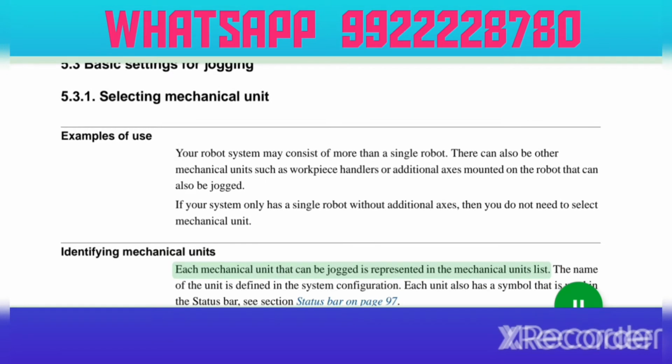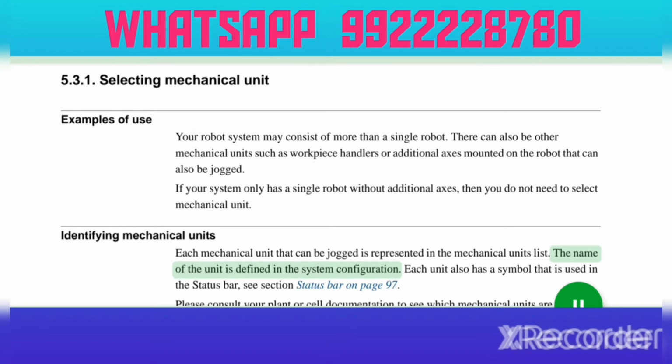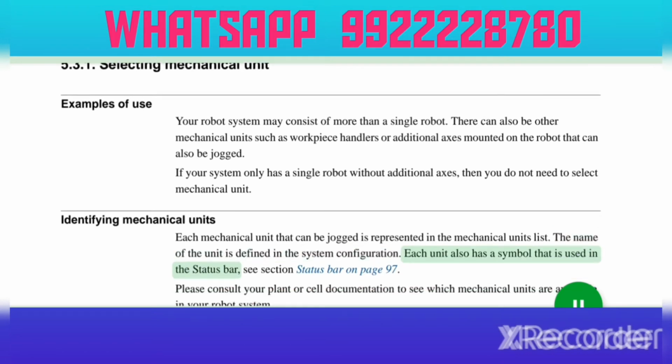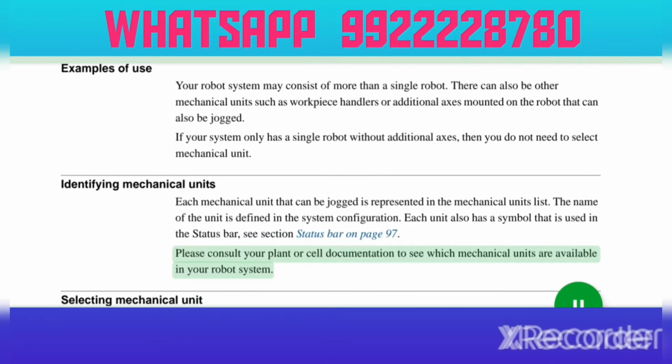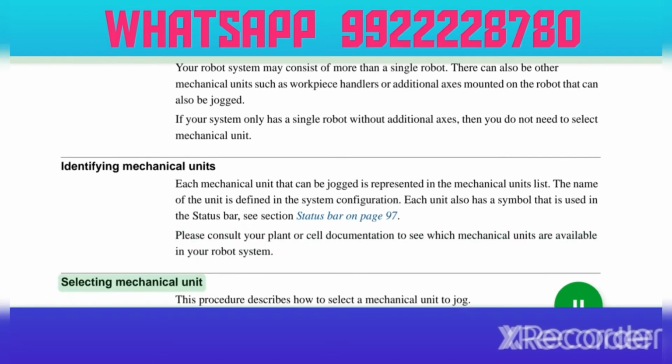Identifying mechanical units. Each mechanical unit that can be jogged is represented in the mechanical units list. The name of the unit is defined in the system configuration. Each unit also has a symbol that is used in the status bar. See section status bar on page 97. Please consult your plant or cell documentation to see which mechanical units are available in your robot system.